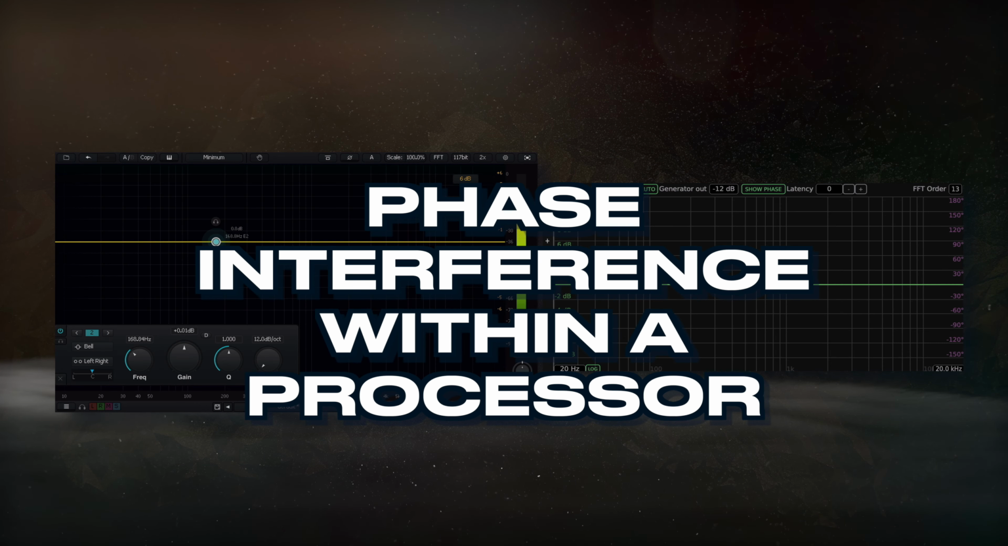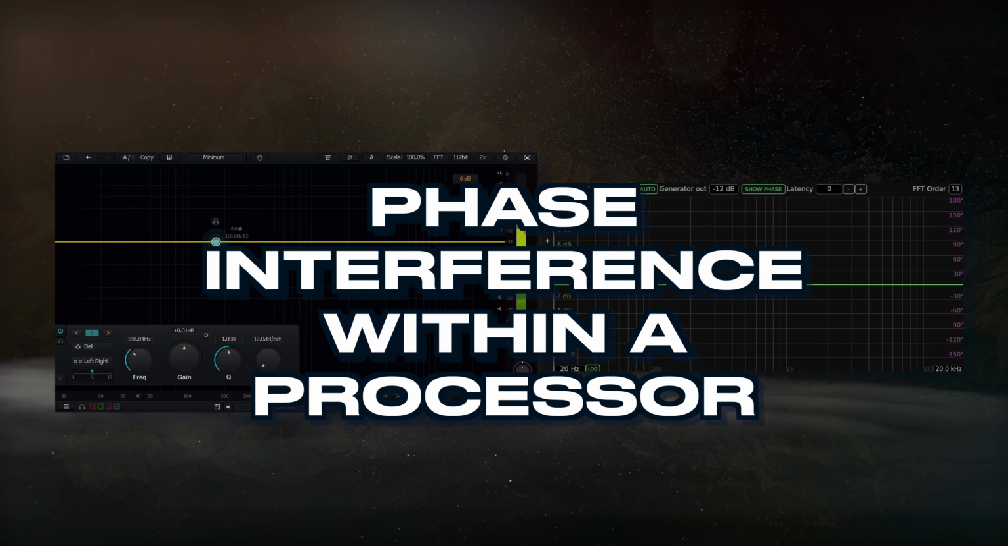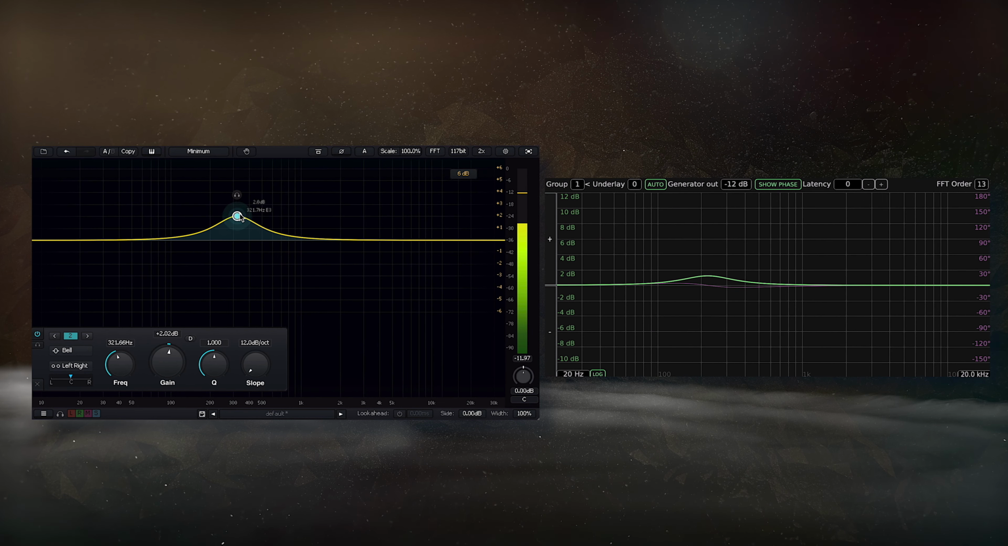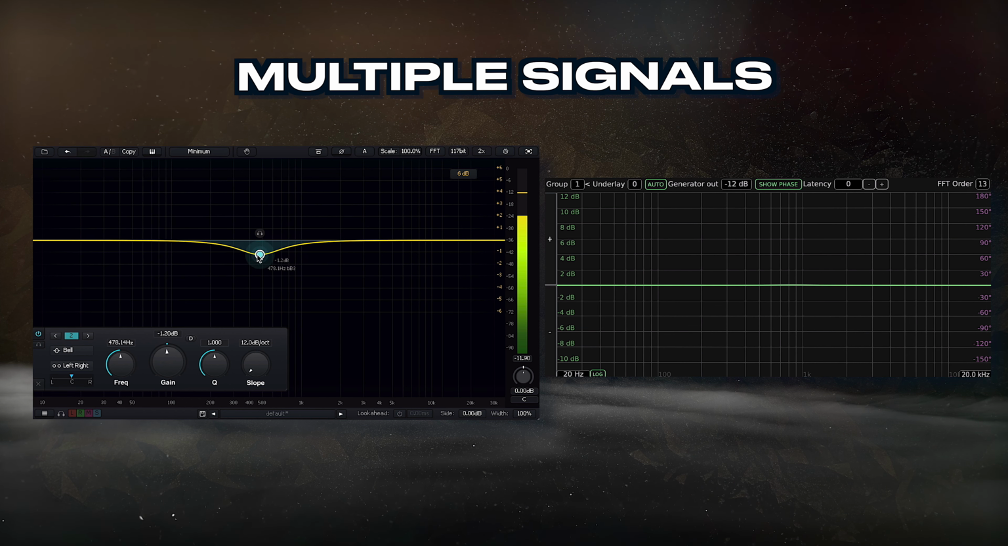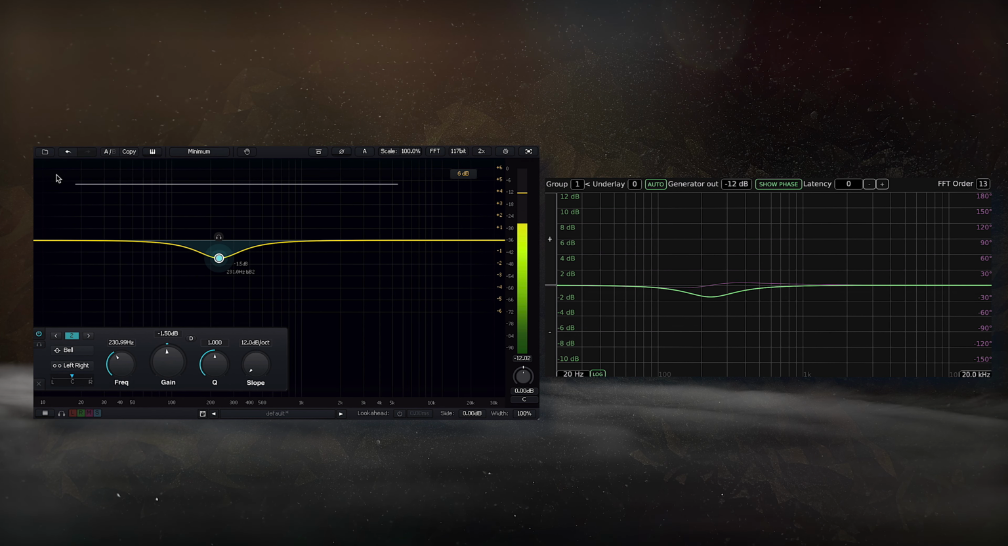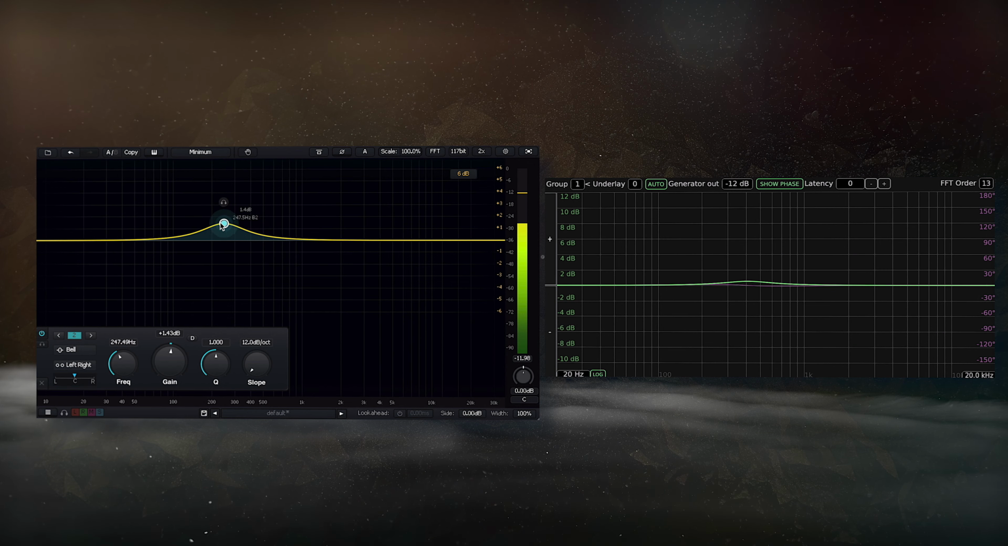Next, let's talk about phase interference within a processor. So far, we've considered how phase interference can occur between multiple signals, be it constructive or destructive interference. Another thing that's important to consider is how a plugin can alter the phase of a signal simply by processing it. Now, this occurs most notably with equalizers, since they utilize multiple internal filters to create amplitude changes, which require shifts in the phase rotation to make this happen.